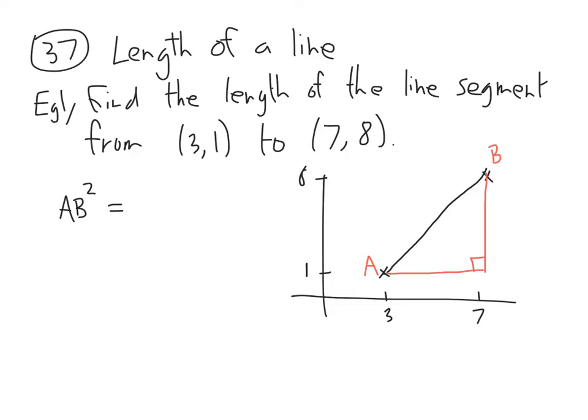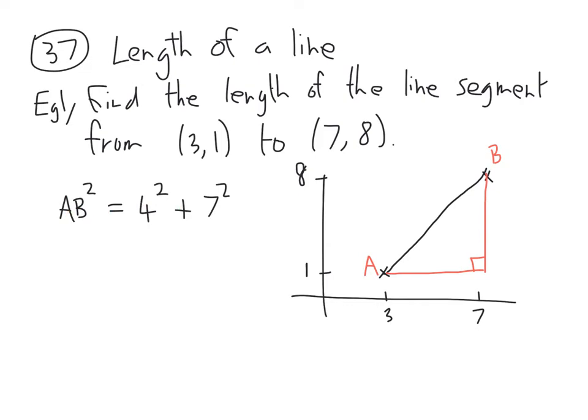So how long are the shorter sides, first of all? Well, the bottom is from 3 to 7. It's a distance of 4. So that short side would be 4. And the other short side is from 1 up to 8. So from 1 to 8 is a distance of 7. So 7 squared.